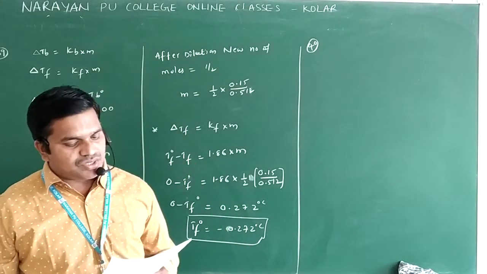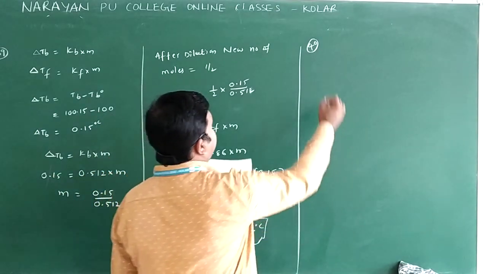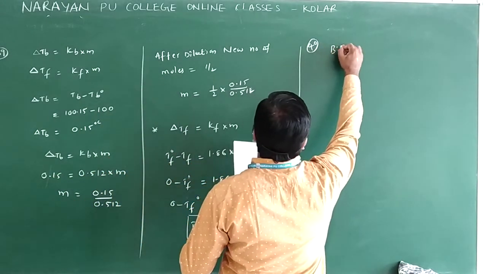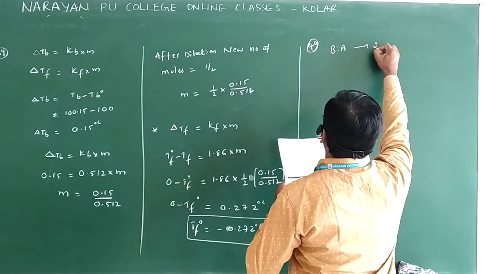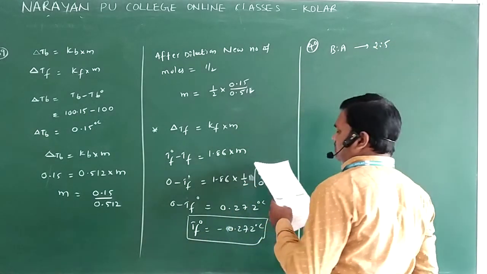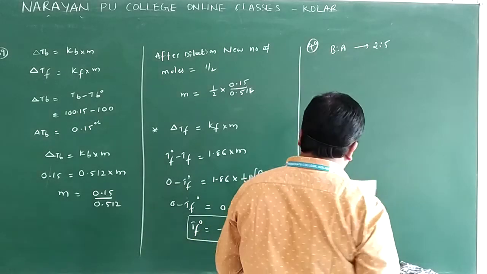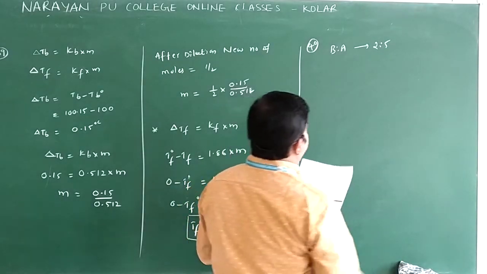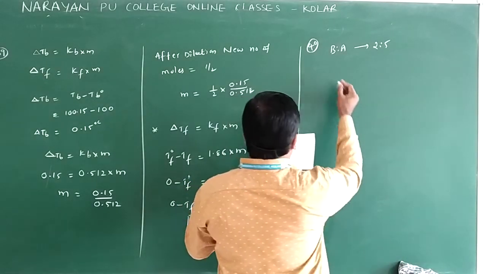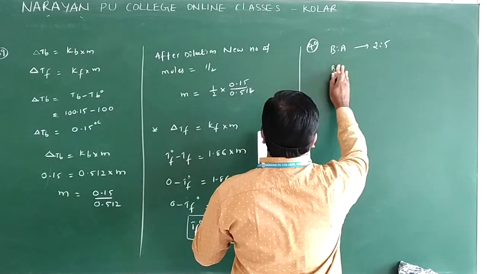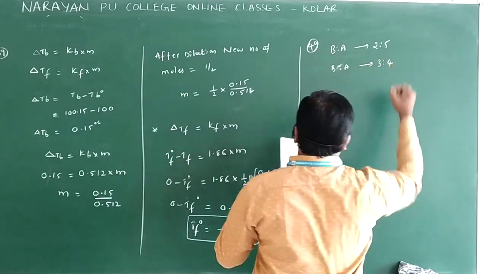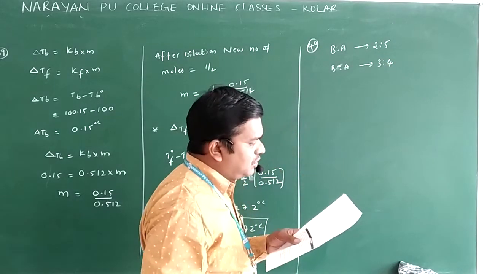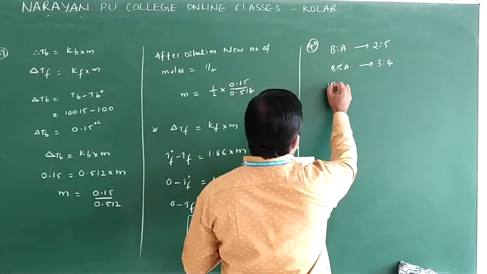Suppose the molar ratio of B to A is given as 2:5. That is the mole ratio. Another solution is prepared, again taking B to A, in a 3:4 ratio, and it has a certain vapor pressure.